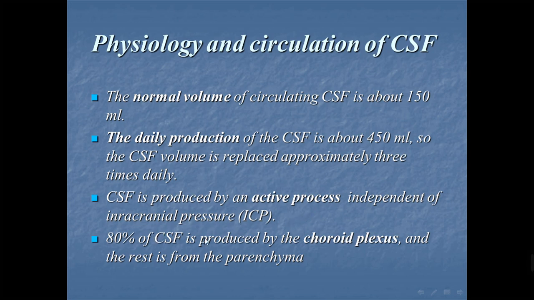Now, 80% of CSF is produced by the choroid plexus, which are located in the wall of the lateral ventricles. They produce 80% of the CSF, but the rest is from the brain parenchyma or the spinal cord parenchyma. After a while, I mentioned to you the CSF circulation, and an interruption in the flow of CSF within the pathway will result in accumulation of CSF above that level.